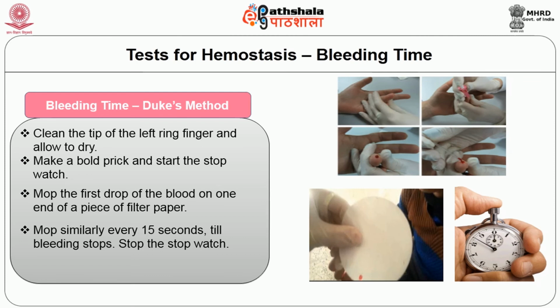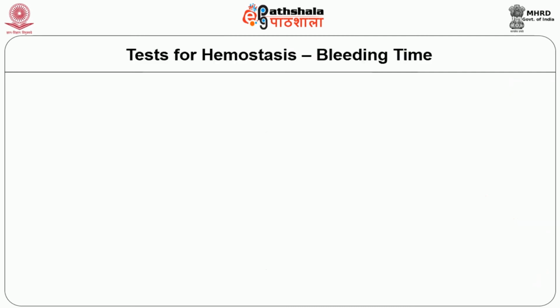Once the bleeding stops, you stop the stopwatch. Now, note the bleeding time by noting the time on the stopwatch or by counting the number of spots of blood on the filter paper and multiplying it by 15 seconds. The normal bleeding time is between 2 to 4 minutes and it is prolonged in thrombocytopenic purpura.